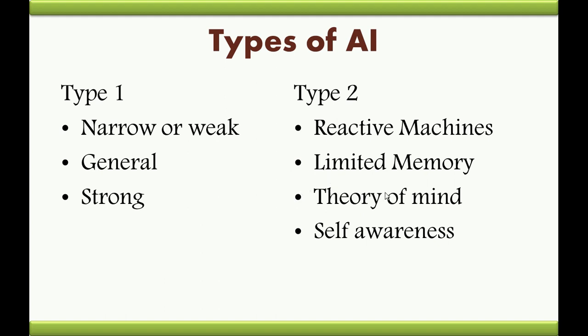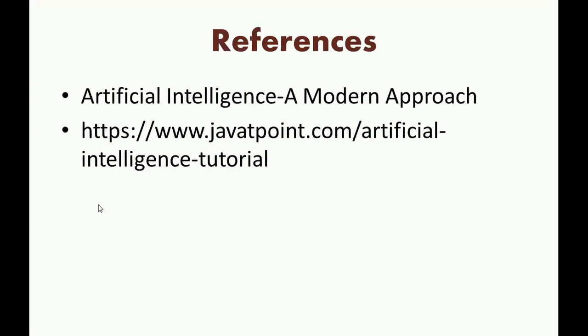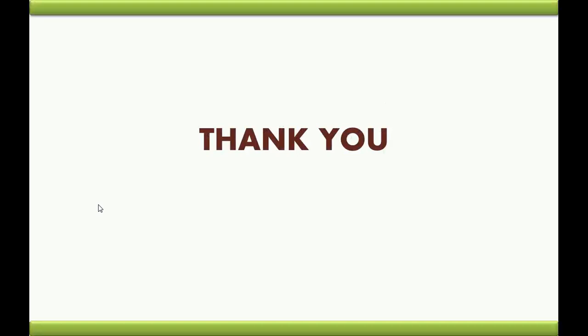We haven't reached theory of mind or self-awareness. We are still in reactive machines and limited memory. Same way, in type 1, we are still in weak or narrow AI. We haven't reached general or strong AI. This video is about just an introduction of AI.